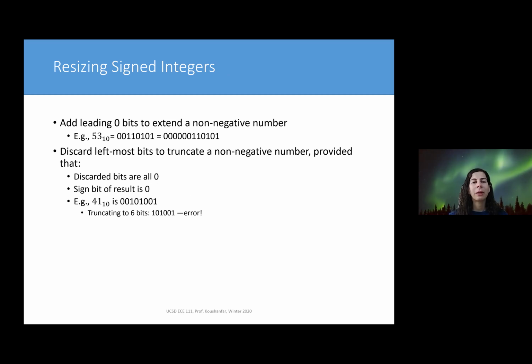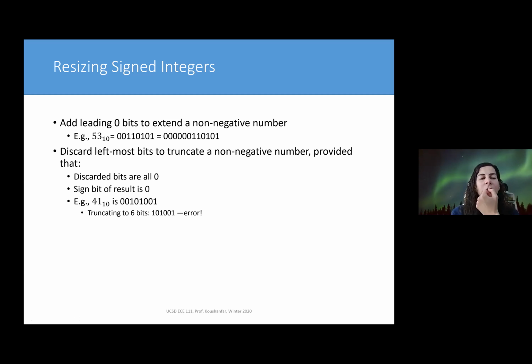There is also a possibility for resizing signed integers. If you want to resize something, we have seen it with unsigned integers. So if you have a number with this many bits, and it's a positive number, then it's reasonably easy. What we do is we just add zeros here. But if you have a negative number, then this doesn't work. So we will be talking about it.